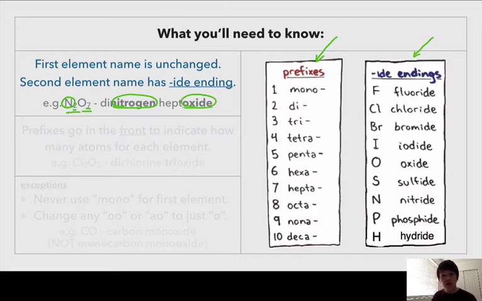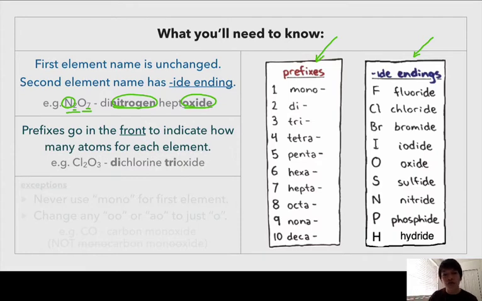All right, let's go over the second rule. The second rule is that prefixes go in the front. Prefixes go in the front to indicate how many atoms there are for each element. So for our example here, there are two chlorines and three oxygens. The prefix for 2 is di, so we put the prefix in the front. The prefix for 3 is tri, so we put the prefix tri in front of oxide. Two chlorines, three oxygens.